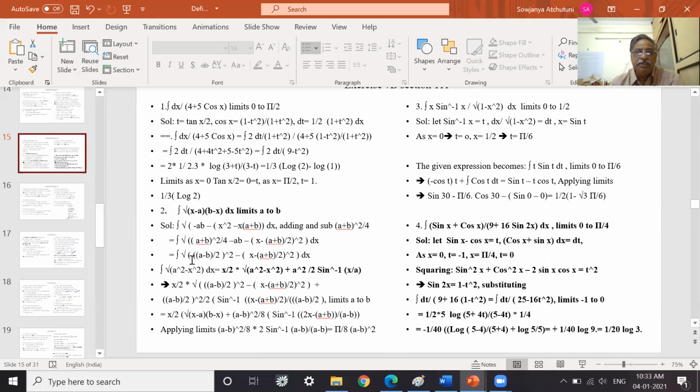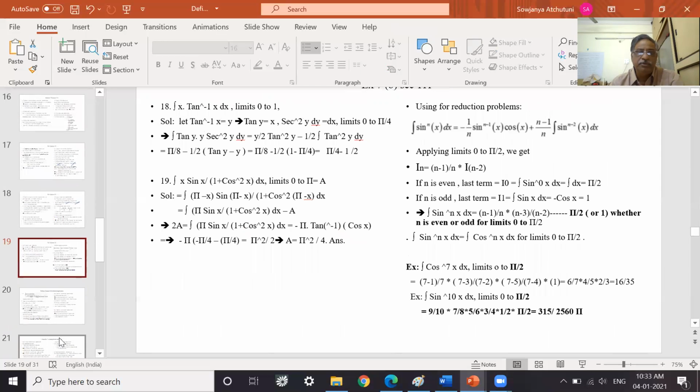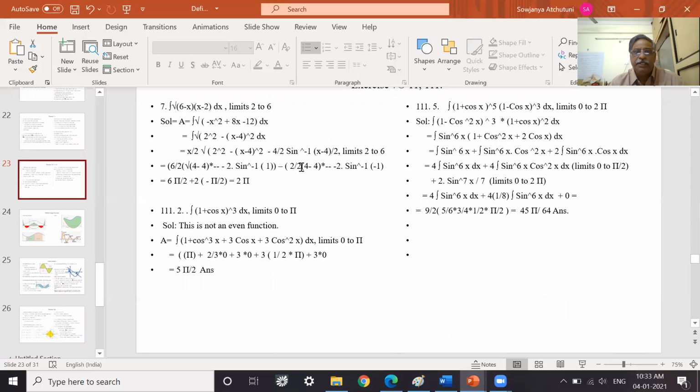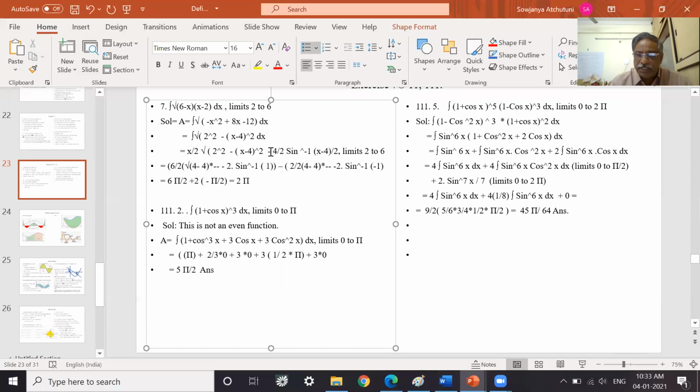So what we have done here, we have converted into a square minus x square. A square minus x square, now we know x by 2 square root of a square minus x square plus a square by 2 sine inverse x by a. So same thing here. But here this is plus. So x by 2 square root of a square minus x square plus a square by 2 sine inverse x by a, limits 2 to 6.